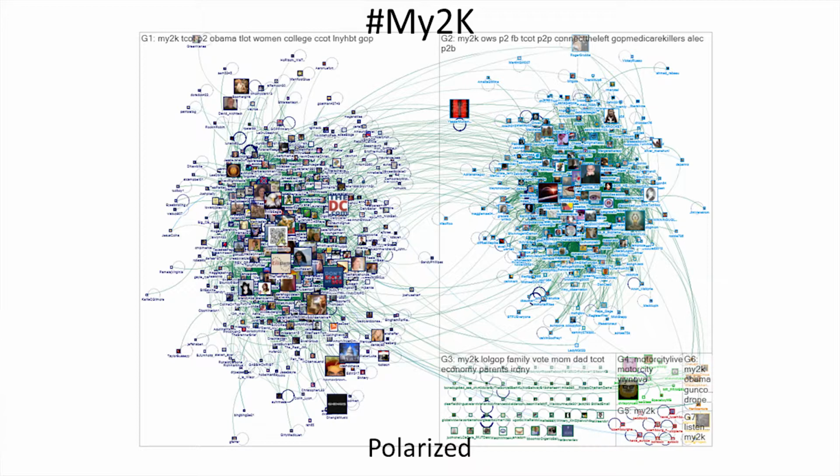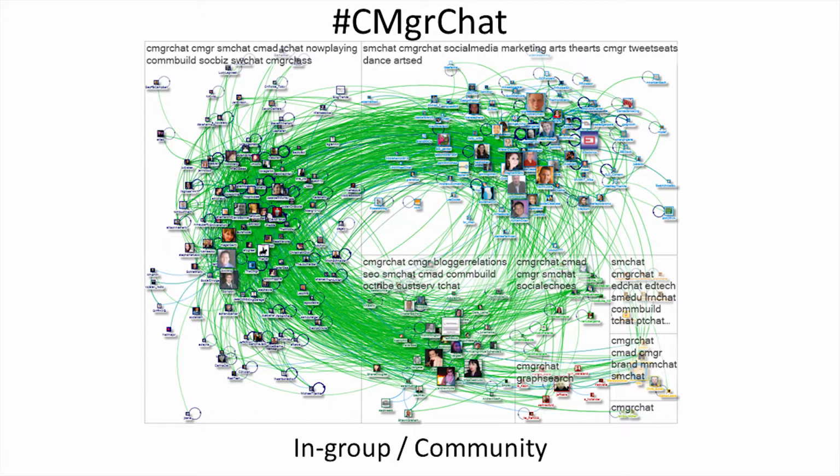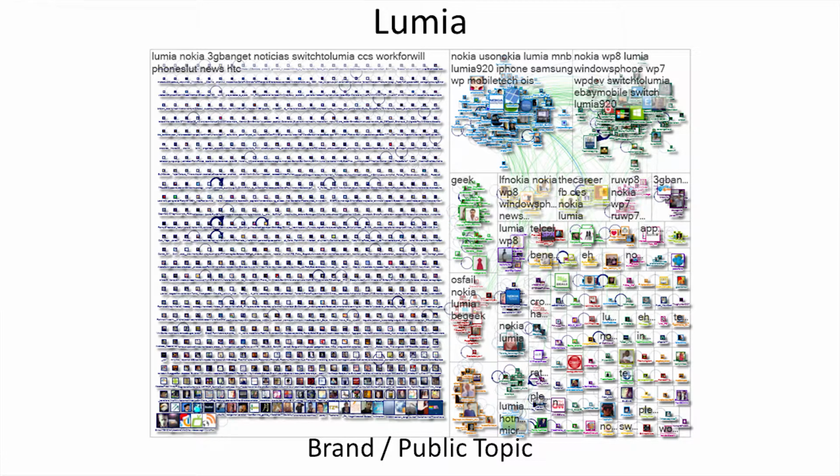Right? These are the supporters. These are the not supporters. If they have an American eagle, you know who they are. But you know, they are the GOP, TCOT, et cetera. These are the Connect the Left. If you're using the hashtag GOP Medicare killers, well, it takes more research to figure out what side you're on. But this is community manager chat. Very different pattern. It's all in group. Everybody's talking to everybody. This is Lumia, very fragmented, very different pattern.